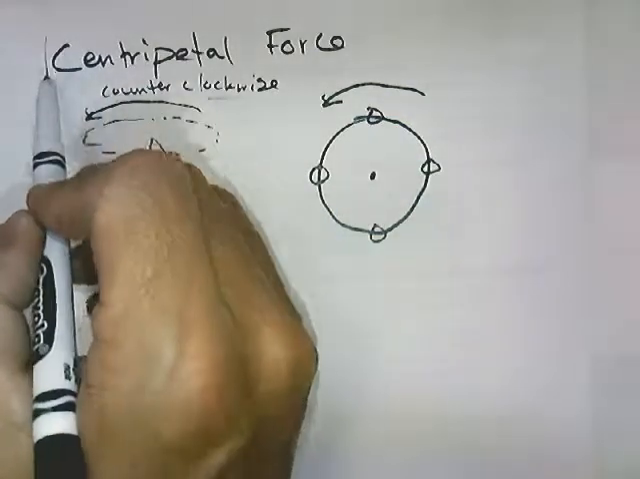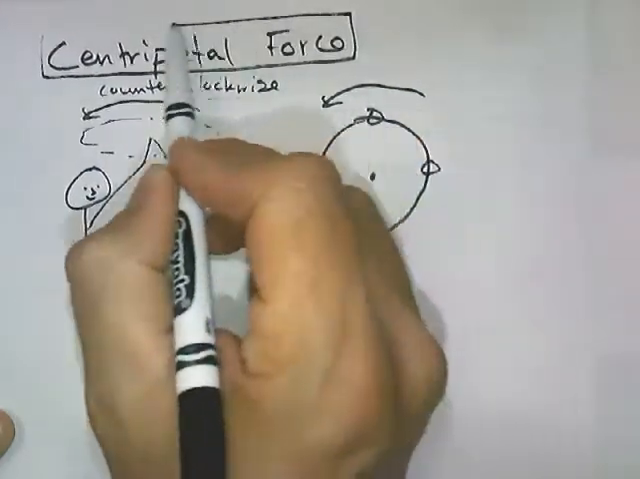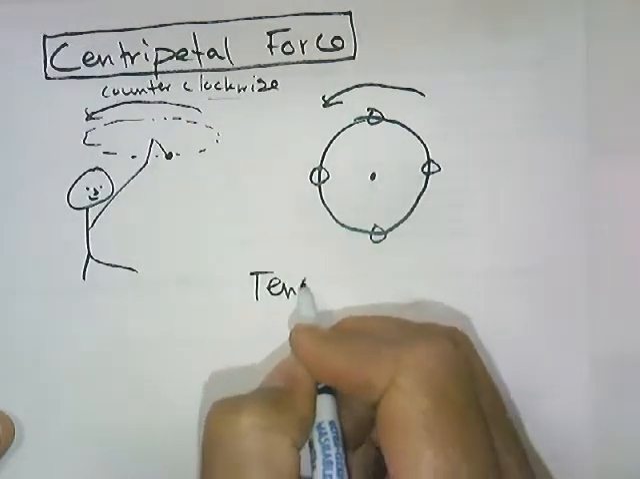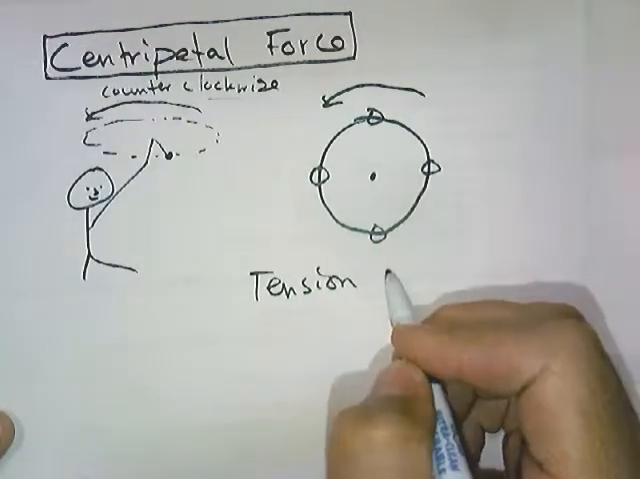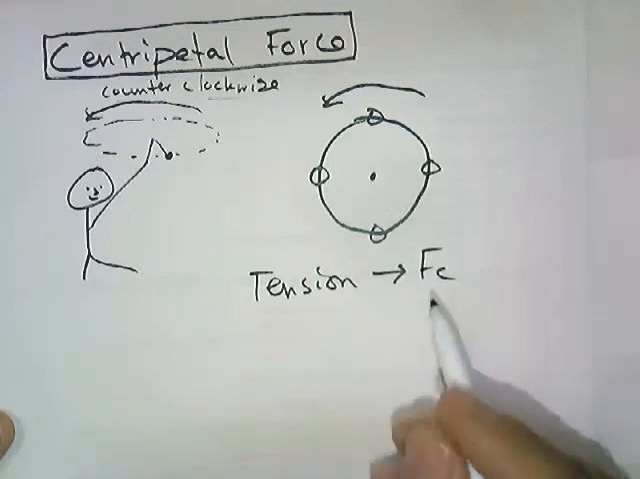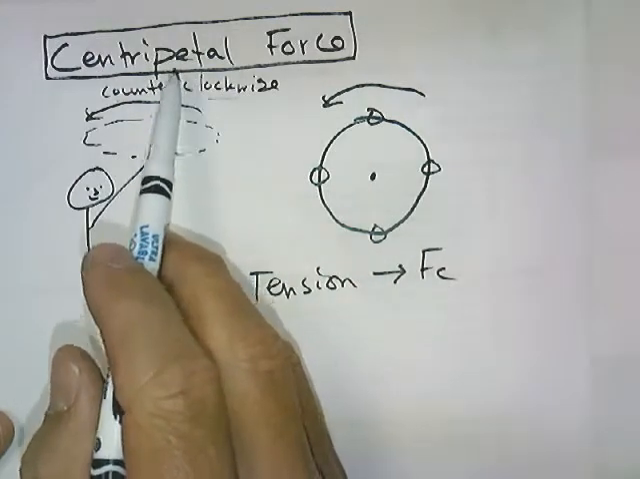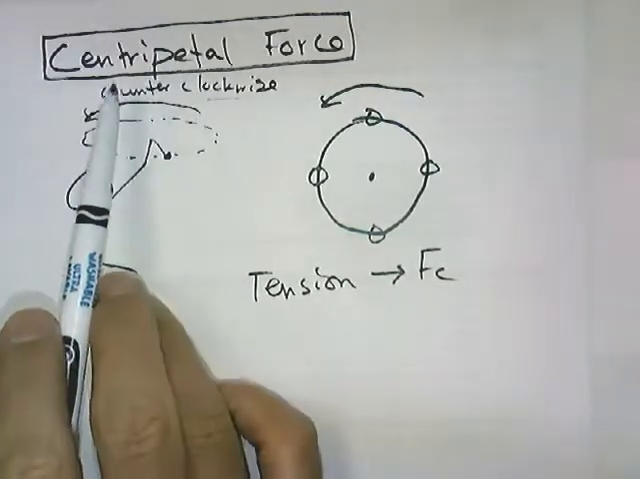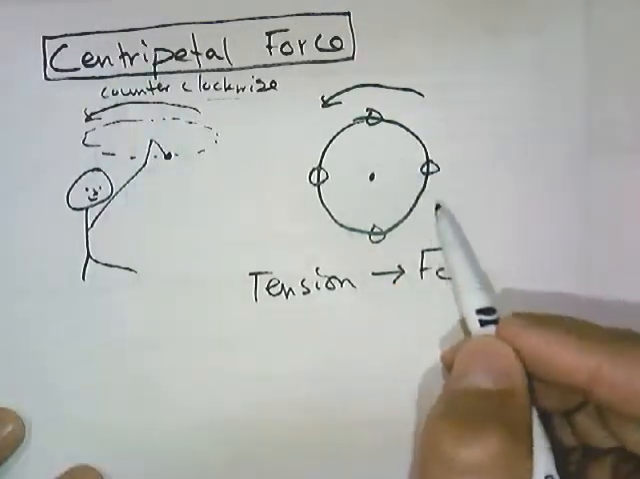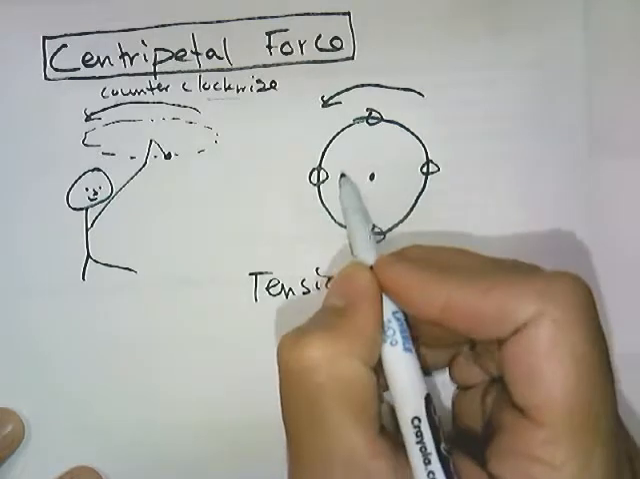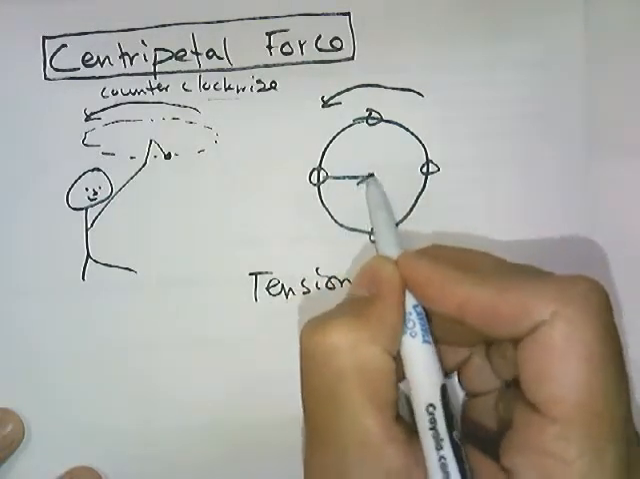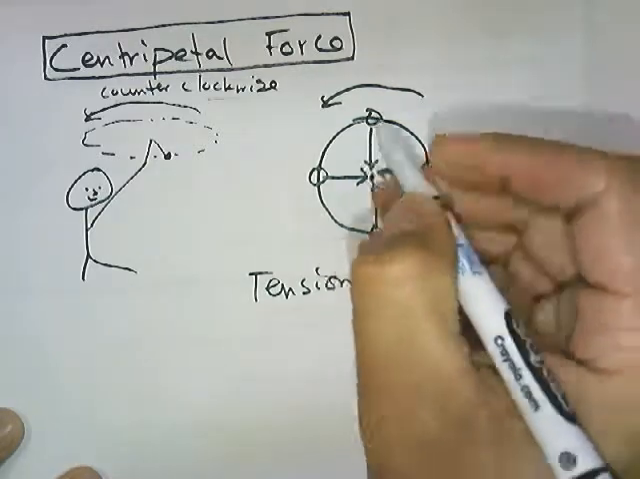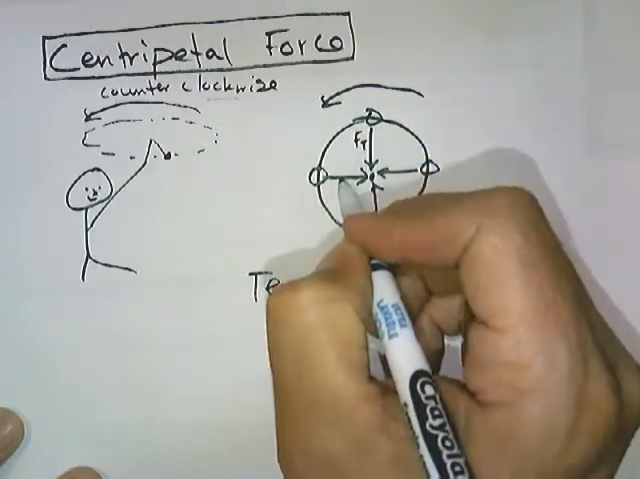If we're going to study the concept of centripetal force, we have to acknowledge that it's the tension in the string that provides the centripetal force. Where an object is moving in a circle, a centripetal force is present. And that means something very specific: the tension within the string is always pointed inward. That's the force of tension.